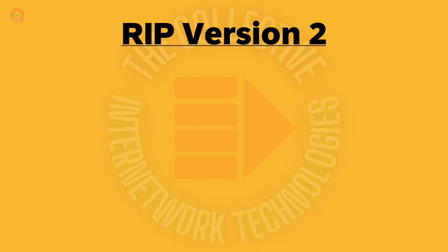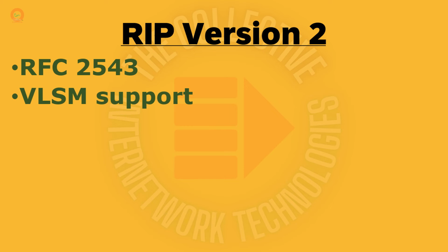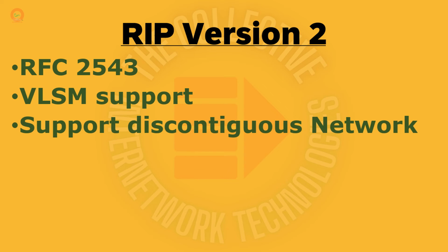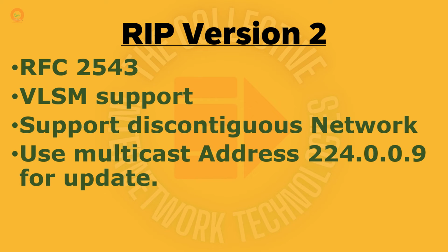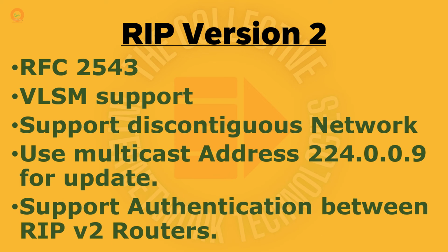RIP version 2 is documented in RFC 2453. RIP version 2 does support VLSM and provides network subnet information in its routing table. RIP version 2 also supports discontinuous networks, and RIP version 2 uses the multicast address 224.0.0.9 for updates. And RIP version 2 supports encryption and authentication between routers running RIP version 2.